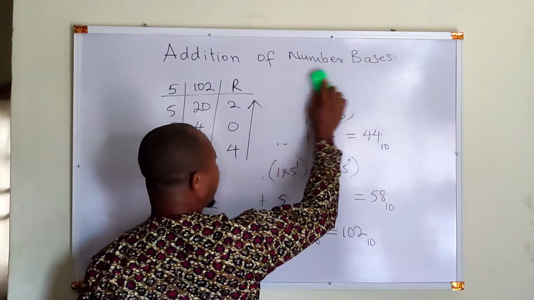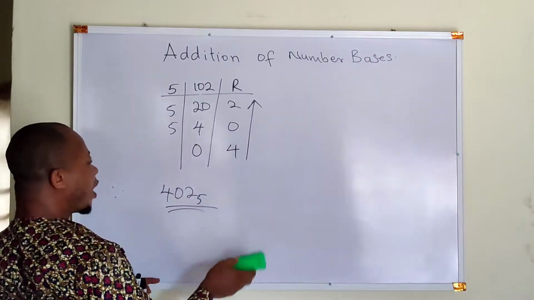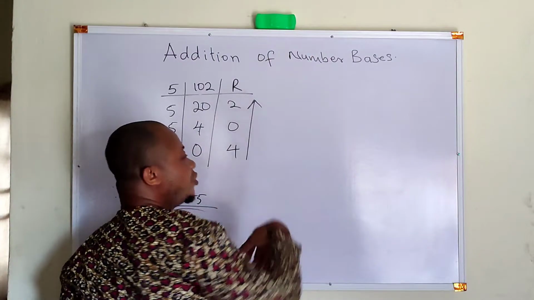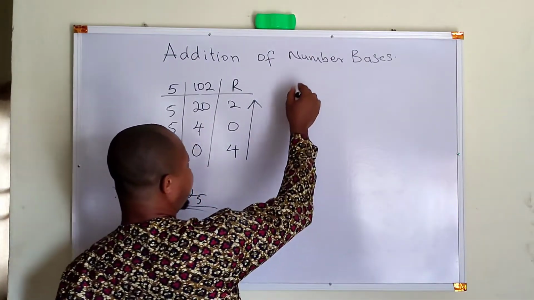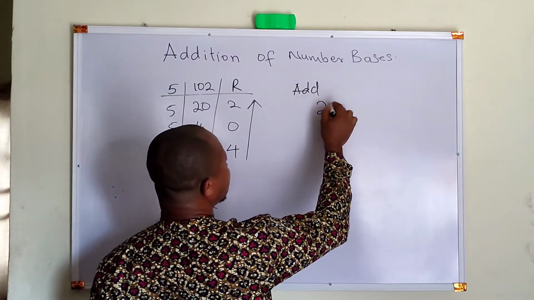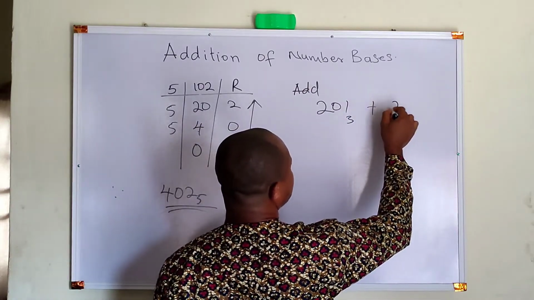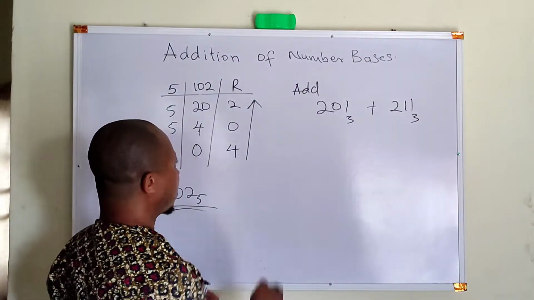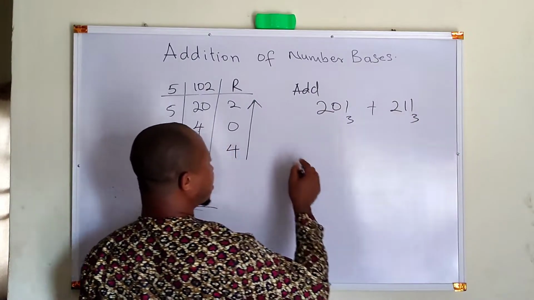Okay, we have seen how to add numbers in base 5. Now, let us see how to add numbers in base 3, for instance. So if I have this question that says add 201 base 3 plus 211 base 3, okay? Still the same process. So this will give you, convert this to base 10, convert this to base 10.